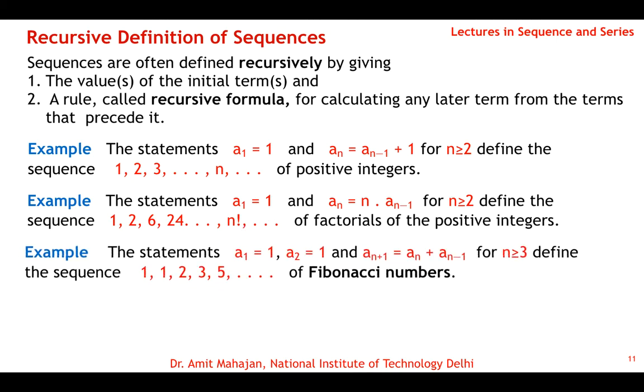And one last, the very famous Fibonacci numbers. Given a1 = 1 and a2 = 1, a(n+1) is an plus a(n minus 1) for n greater than or equal to 2. It depends on the sum of the preceding two numbers. So the third element is the sum of these two, 1 plus 1 is 2. Then the fourth element is the sum of these two, so we get 3. The fifth element is the sum of the previous two, so 5. The next element will be 8. Then we will have 13, and so on. These are all recursive definitions of sequences.